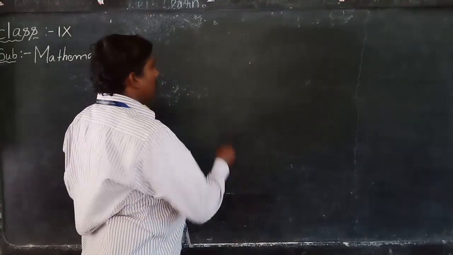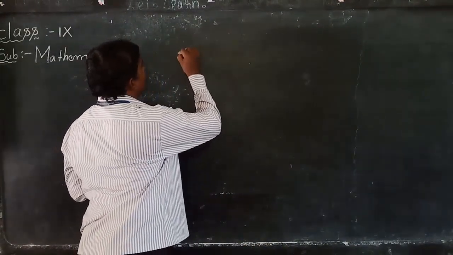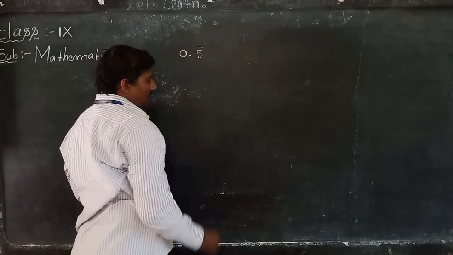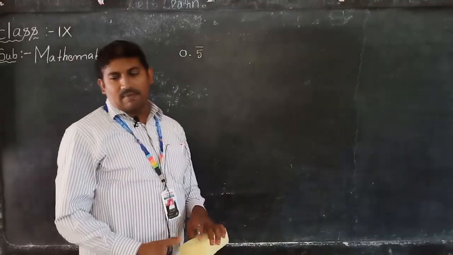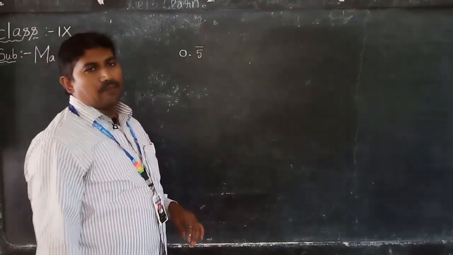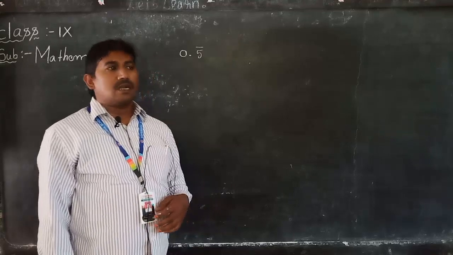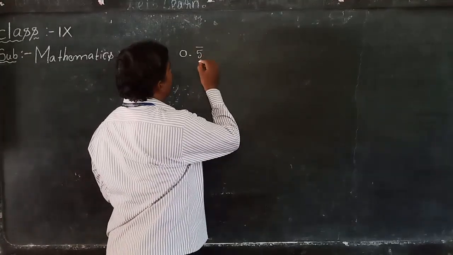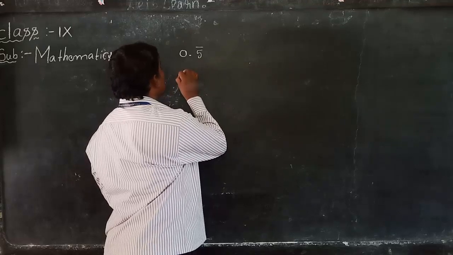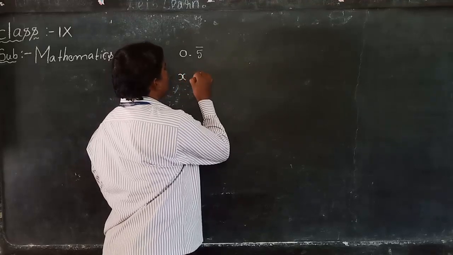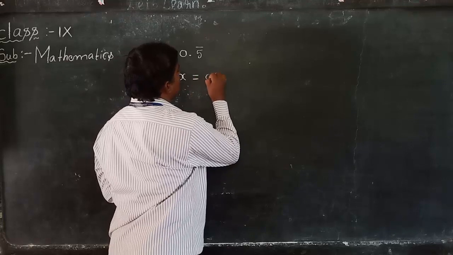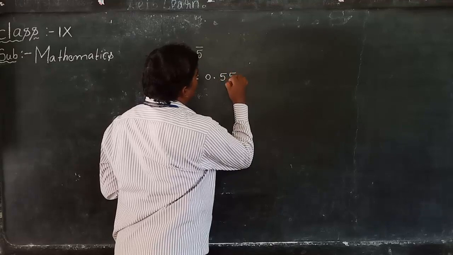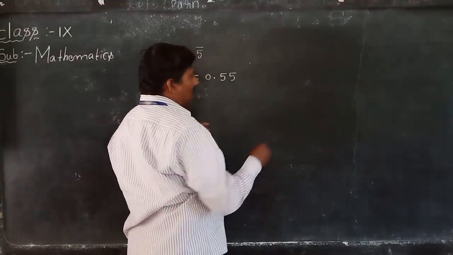Say 0.5 bar. Before also we told that rational numbers are of 2 types: terminating decimals, and second, non-terminating repeating decimals. 0.5 bar means we take x is equal to 0.5 bar, meaning 5 is repeating. We already discussed this before.